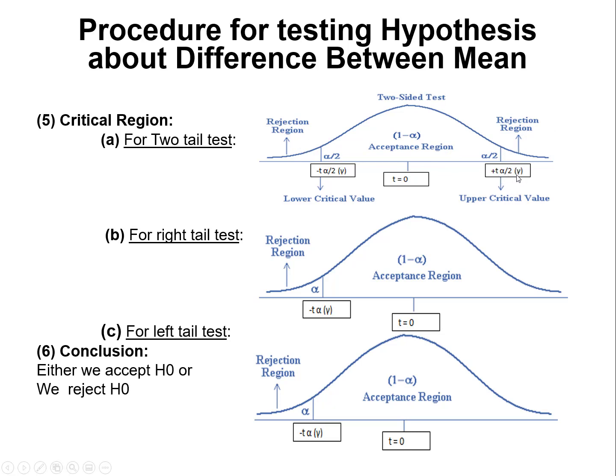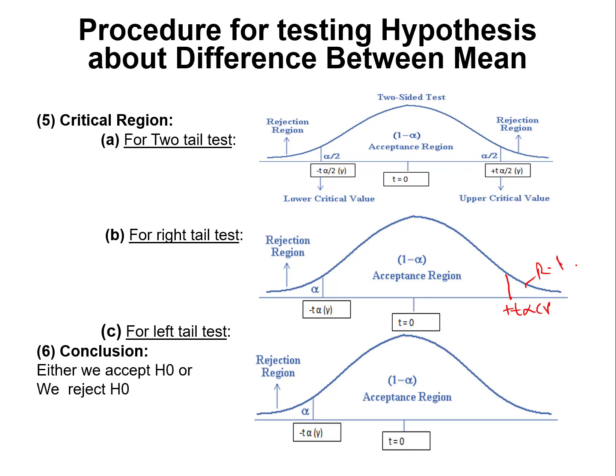This is plus t alpha by 2, because we divide alpha 0.05 into two, and this is the degree of freedom. In my previous lecture I discussed in great detail what degree of freedom is. And minus t alpha by 2 with the degree of freedom. For the right-tailed test, there is a little bit of error occurred, because for the right-tailed test it will be this one. This is our plus t alpha, and this is the degree of freedom.